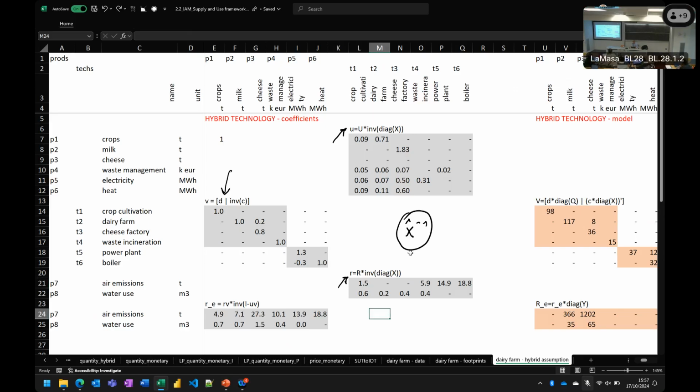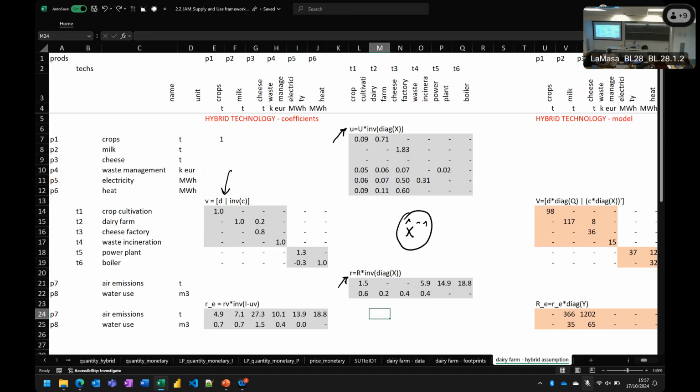Okay. Have you calculated the coefficients, guys? Yes, no? Okay.